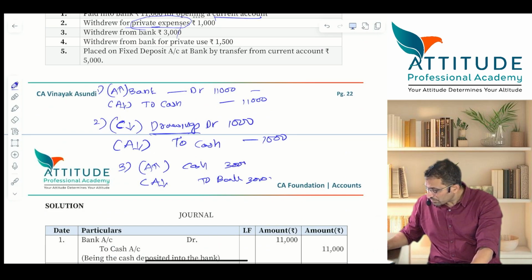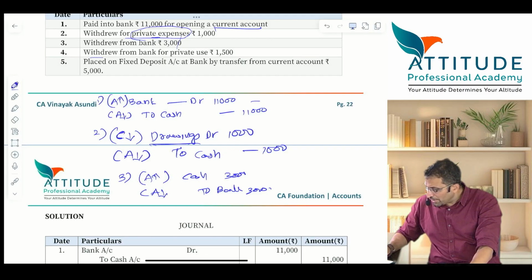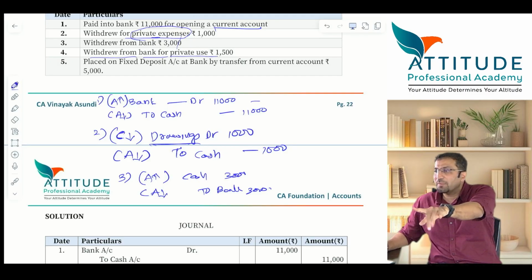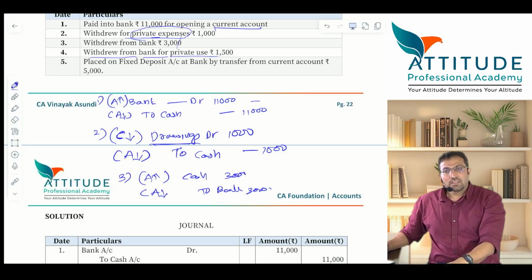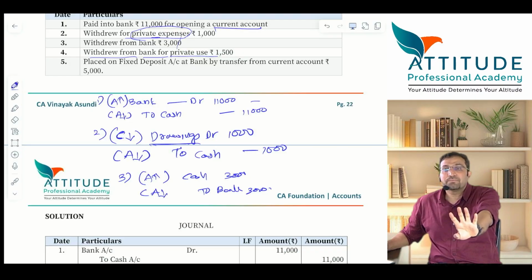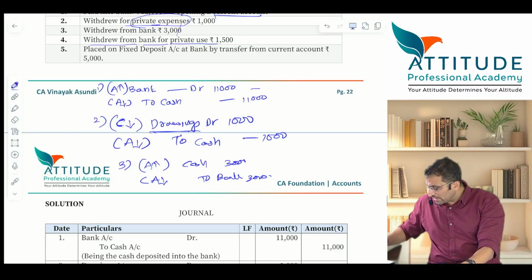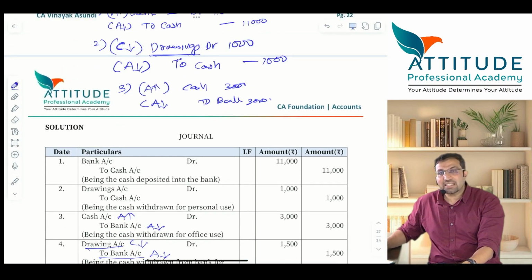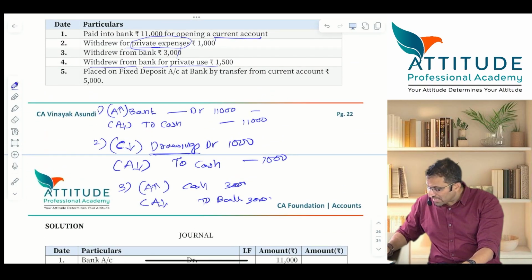Yes. Fourth one, withdrew from bank for private use. You have clearly been given the use. You are withdrawing the money for what use? Entry. Assuming you have spent on the same day. Entry. Drawings account debit to bank. Capital reduces. Asset also reduces. Is that clear? Last one, placed of FD at bank by transfer from current account 5,000.